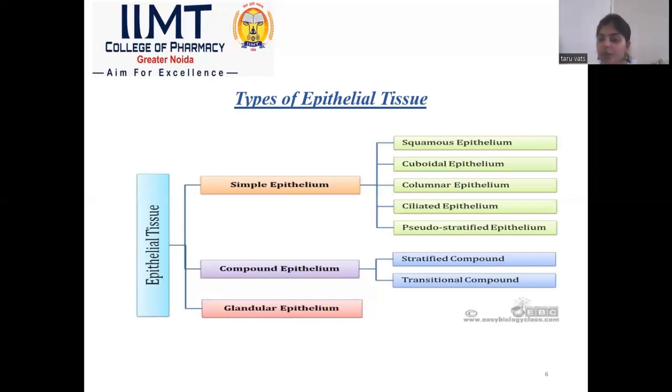Then transitional compound epithelium. Transitional compound epithelium is composed of several layers of cells. Basically, these cells are pear in shape. They are found in the lining of urinary bladder. It allows the urinary bladder to stretch when it fills up with urine. Moving to the next slide.